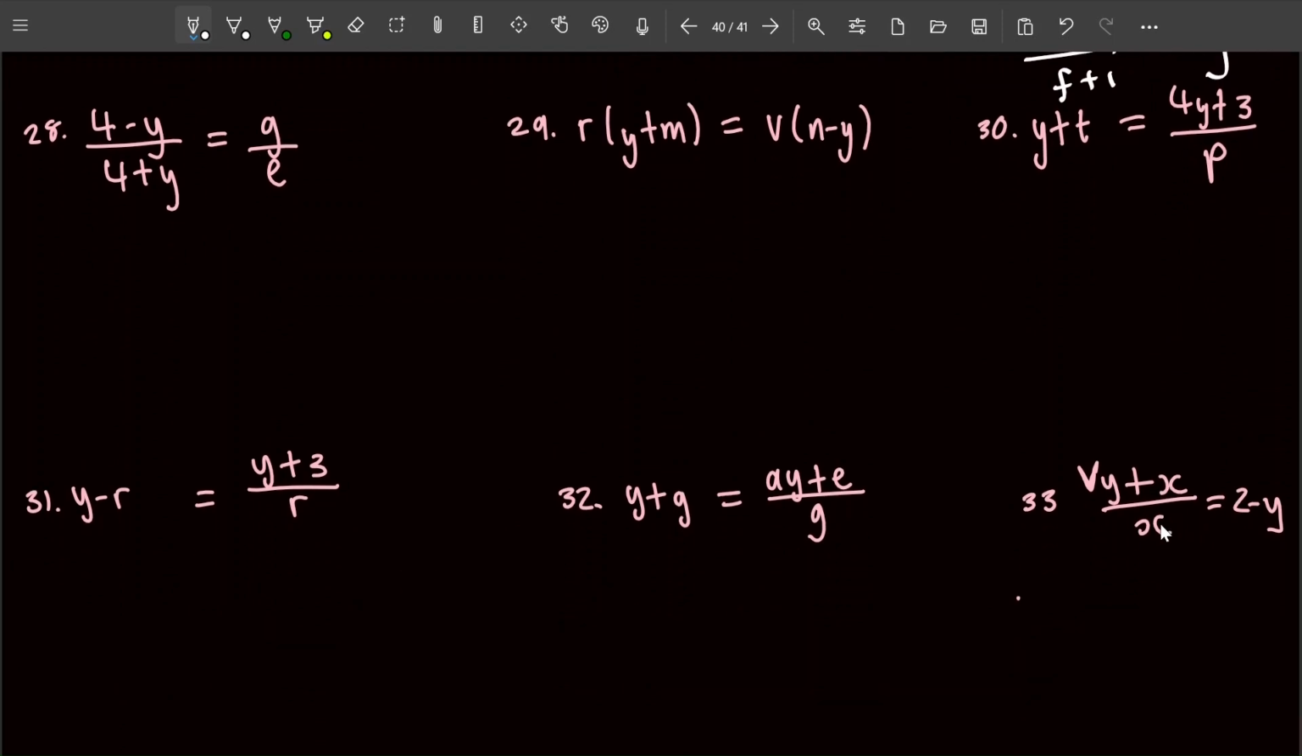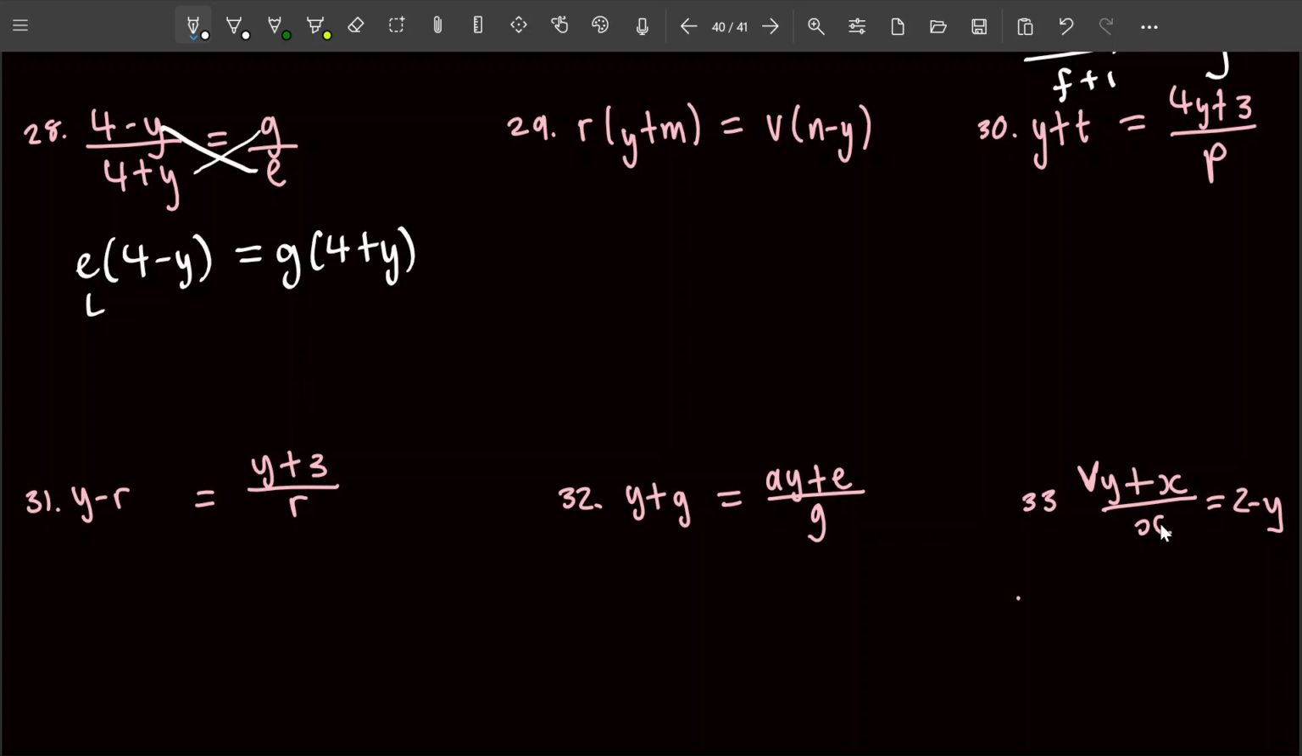Same concept. Now I have one fraction on the left and one fraction on the right. The moment I see that, when I have one fraction on the left and on the right, we know that to break the fractions we cross multiply. We've seen a situation like that. So e is multiplying 4 minus y, and it's equal to g multiplying 4 plus y.